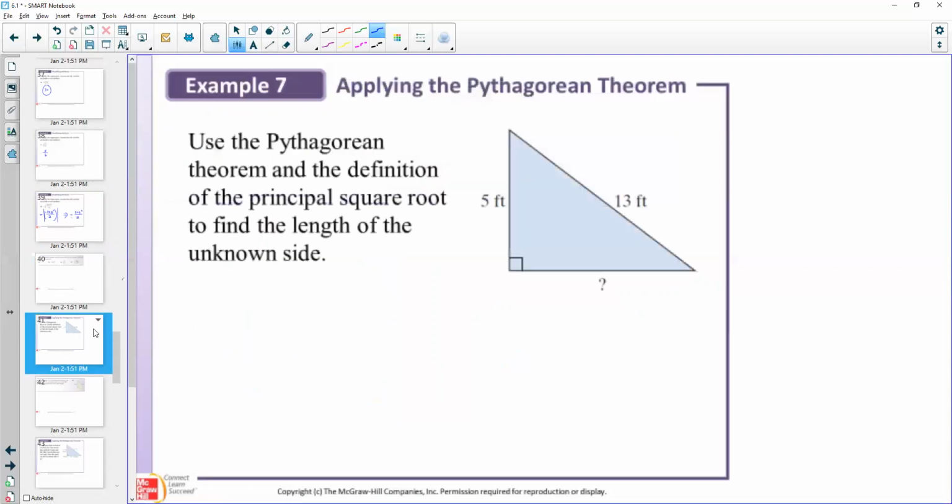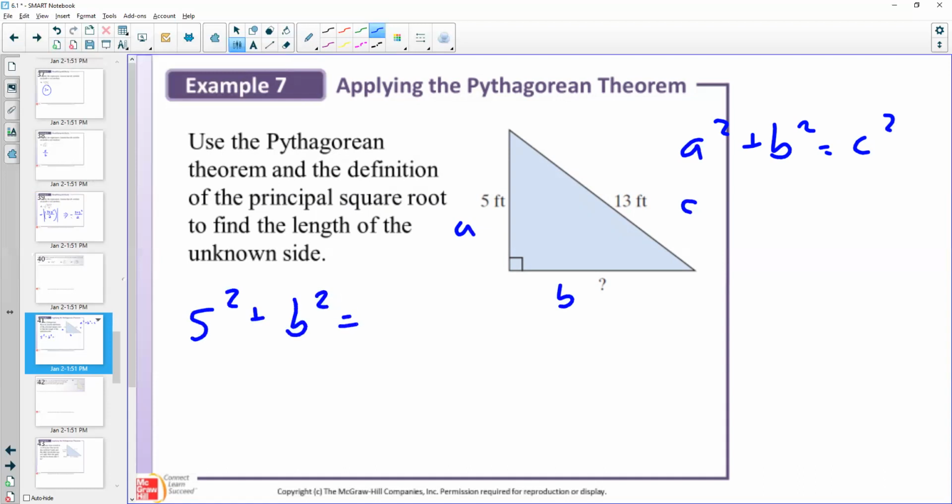All right. So let's use the Pythagorean theorem. Remember, a squared plus b squared is c squared. We just did that fairly recently. And find the square root, the principal square root, the positive square root for the unknown side. Well, I know a, b, c, 5 squared plus b squared equals 13 squared, right? 25 plus b squared equals 169, minus 25 from both sides.